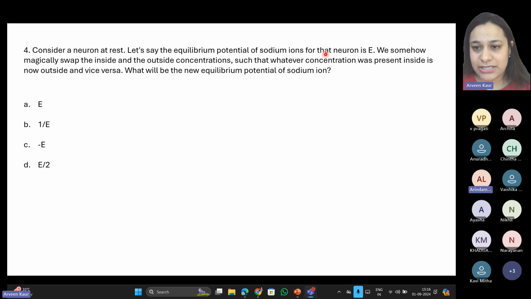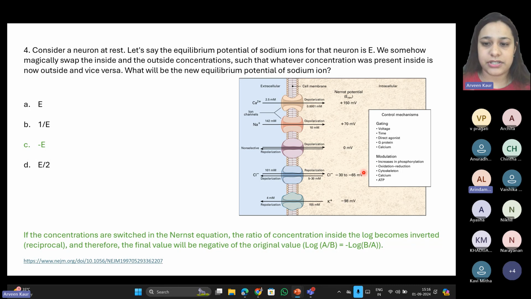So if it was E initially, while it was at a resting membrane potential, and the conditions have now been swapped, it will account to be minus E, right? Why? Because it is just the reciprocal of what it was. That is, if the concentrations are switched in the Nernst equation.